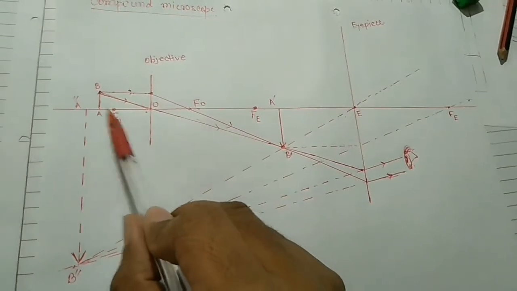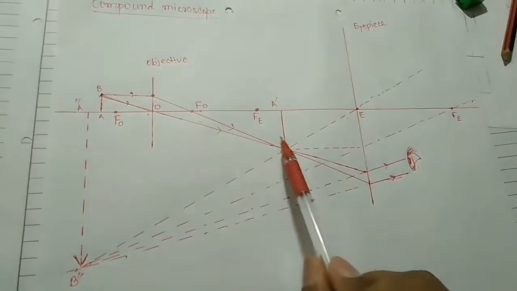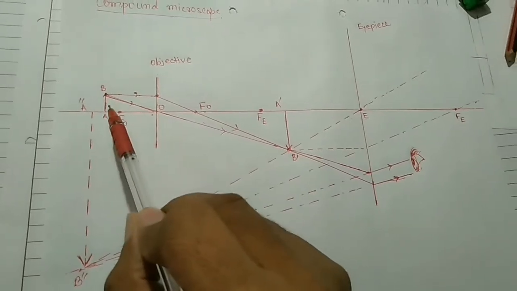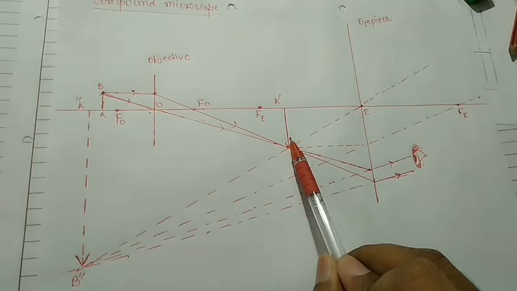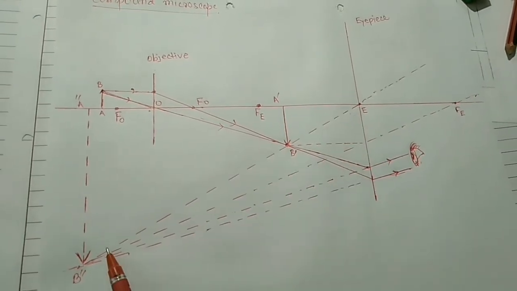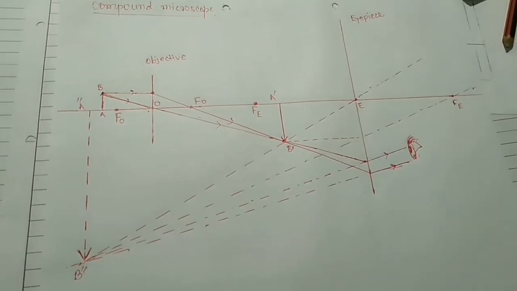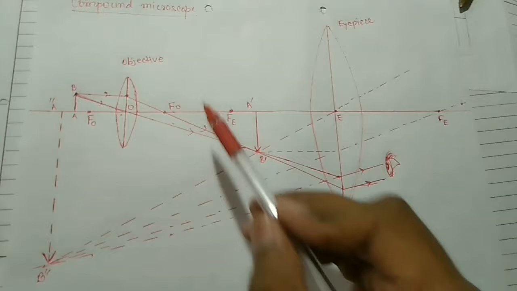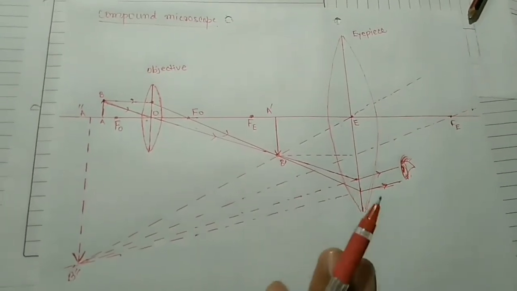So you can see this object, then it is the image for this lens. For this lens, this is the object, this is the image. And for this lens, this image acts as the object and this one forms the image. So this is all about the ray diagram. Now I'm completing the outline of the lenses. Now see, after completing the outlines, it looks perfectly complete.